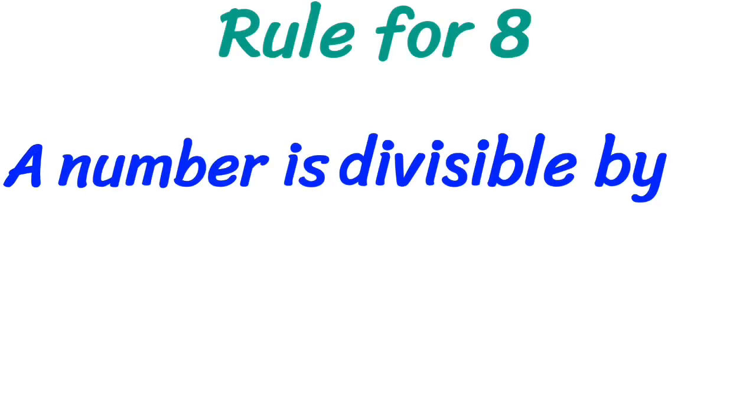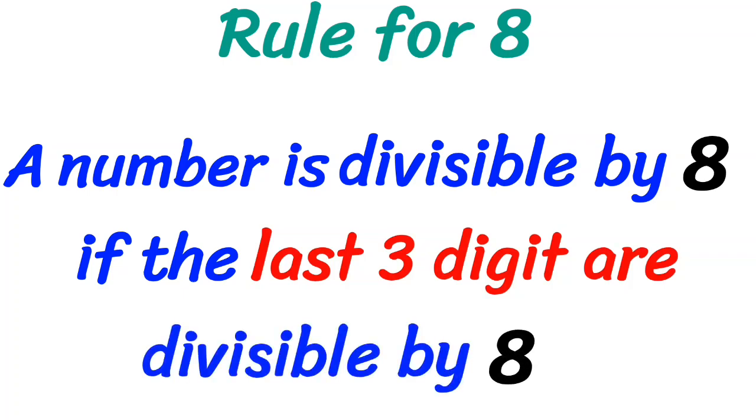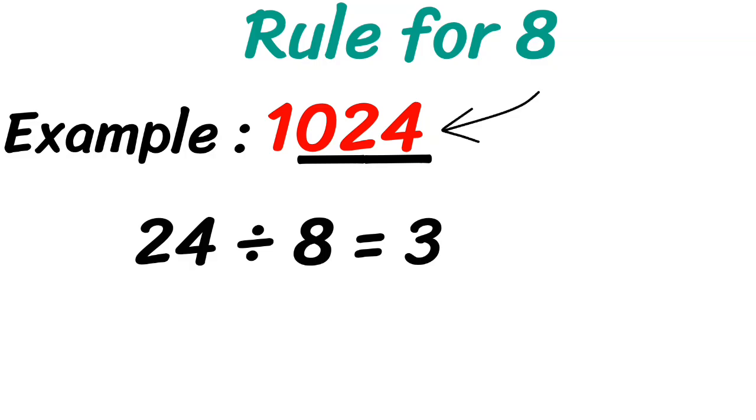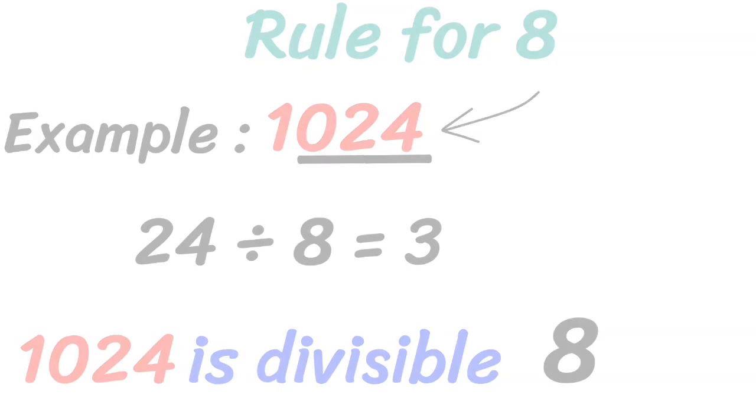Rule 8. A number is divisible by 8 if the last three digits are divisible by 8. Example, 1024. The last three digits are 0, 2, 4. 24 is divisible by 8, therefore 1024 is divisible by 8.